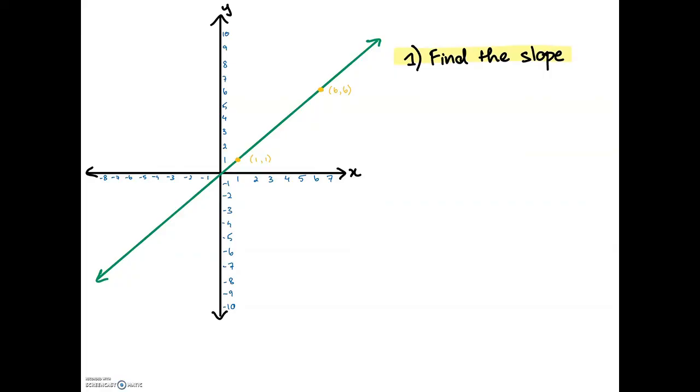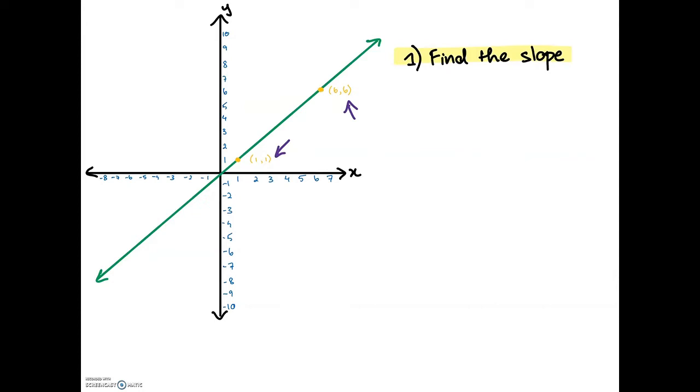So today we're going to be talking about finding the equation of a line from a graph. Over here on the left, I have drawn a graph and a line, and I've highlighted two separate points on that line. We have the point (1, 1) and the point (6, 6). Those are the two points we're going to be using to find the equation.